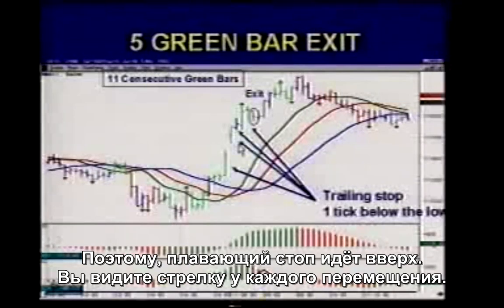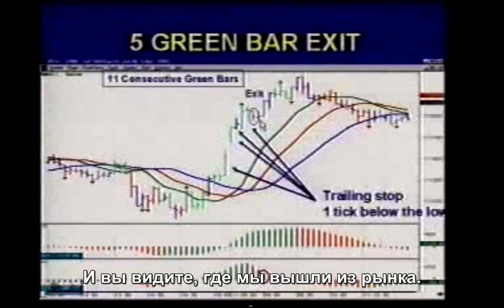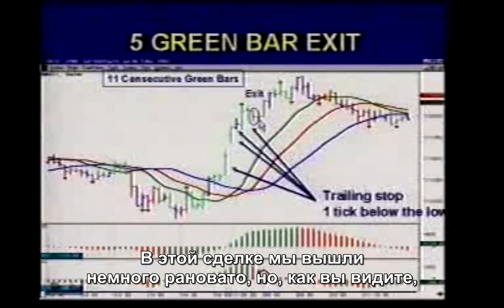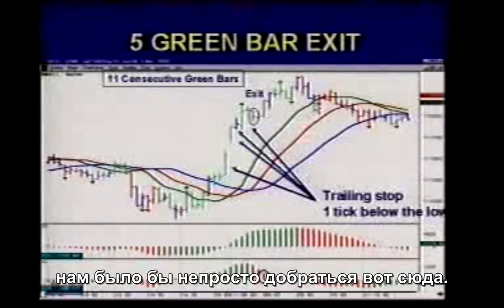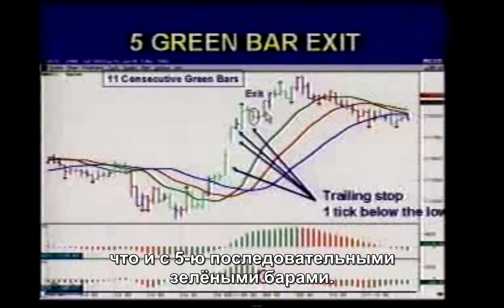So our trailing stop moves up. You see with these arrows each time. It was kind of hard. I couldn't get an arrow up here, but it moved up to that bar. And you see where we were stopped out. Now, we were stopped out a little prematurely in this move, but as you see, that's okay. It might have been a little difficult to have gotten out here. You probably would have ended up with about the same price as you did with the 5 consecutive bars.